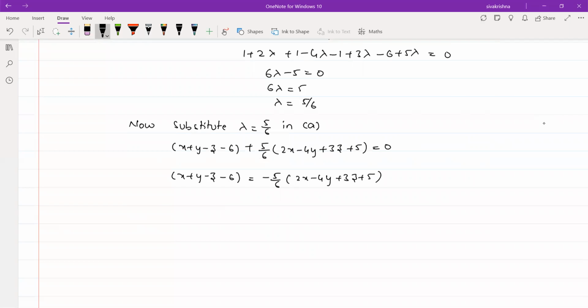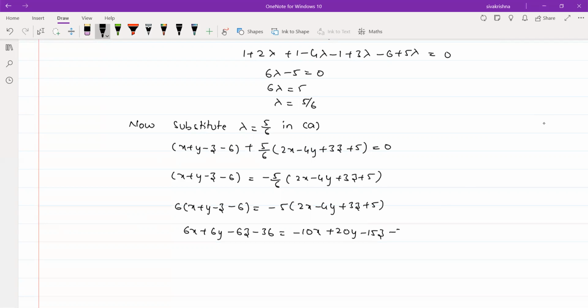Okay, so on cross multiplying with 6, we get 6 into x plus y minus z minus 6 is equal to minus 5 into 2x minus 4y plus 3z plus 5. Okay, so now we have to multiply on LHS with 6 and on RHS with minus 5. So that we get 6x plus 6y minus 6z minus 36. And on RHS we get minus 10x plus 20y minus 15z minus 25.